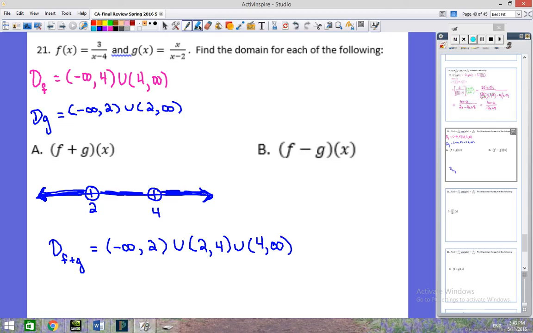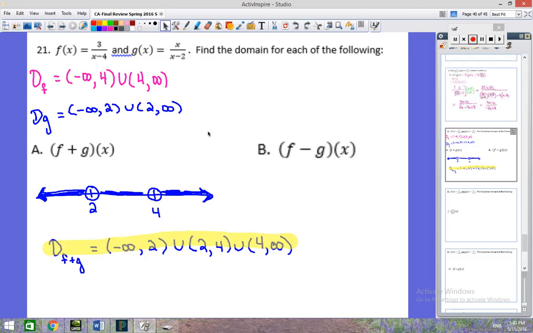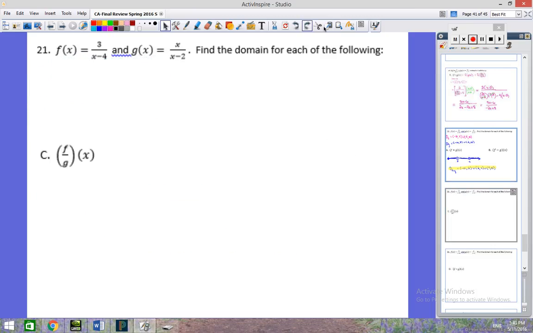So there's our final answer for both A and B. All right. Here, it's still the same problem, still the same function, but in part C, they're asking me to find the domain of this new function for division. So I'm going to steal my previous answers for the domain of f and g. I've already done that work.